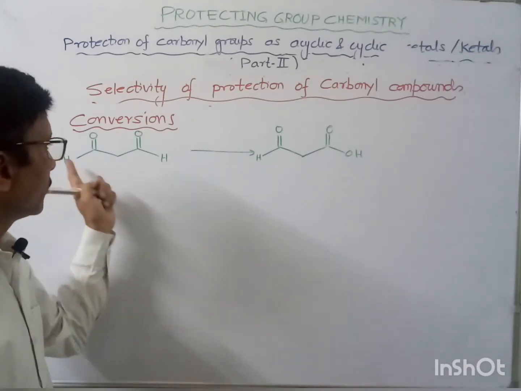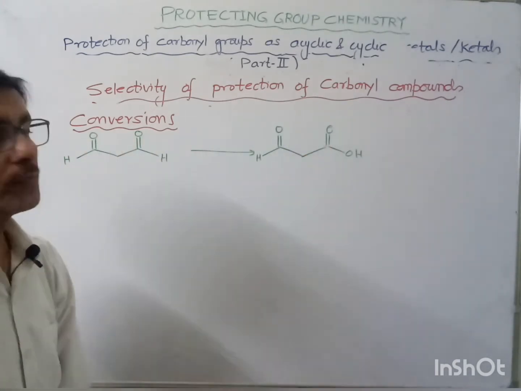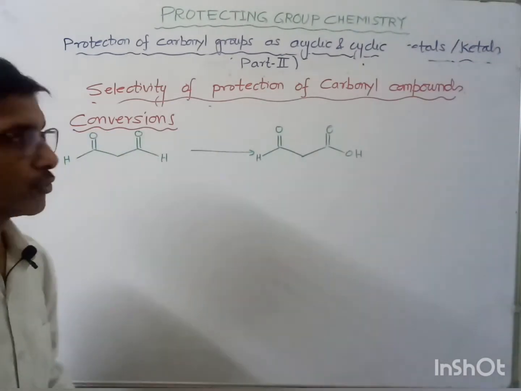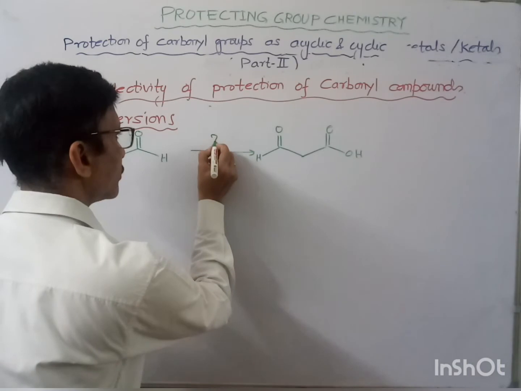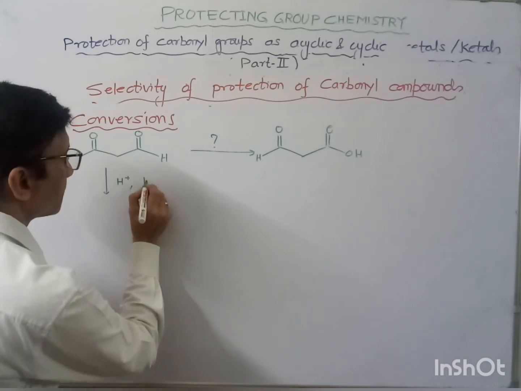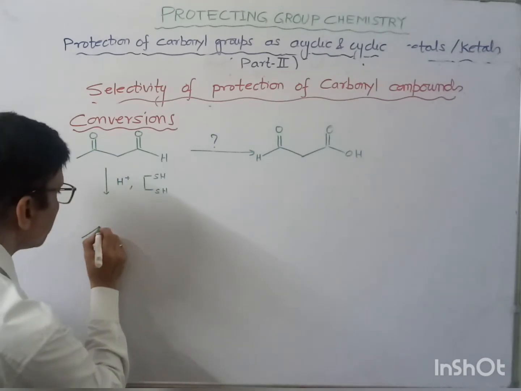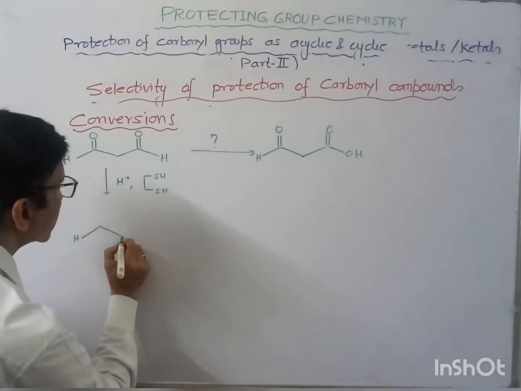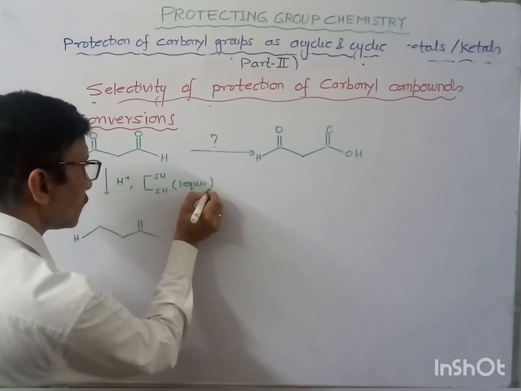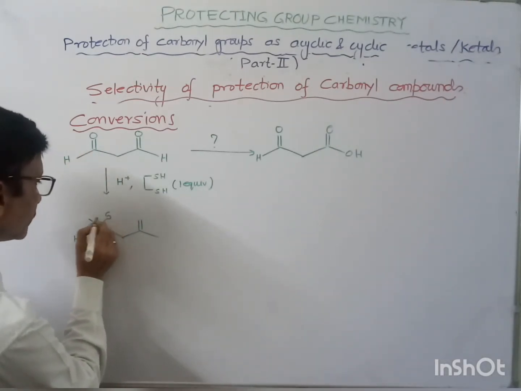But if we do the oxidation of this molecule, then both of these aldehyde groups will get oxidized to COOH. So for this, one of the carbonyls should be protected. So what we can do, we can protect it using one equivalent of this dithiol. Then this one will get protected and this one will remain unprotected.